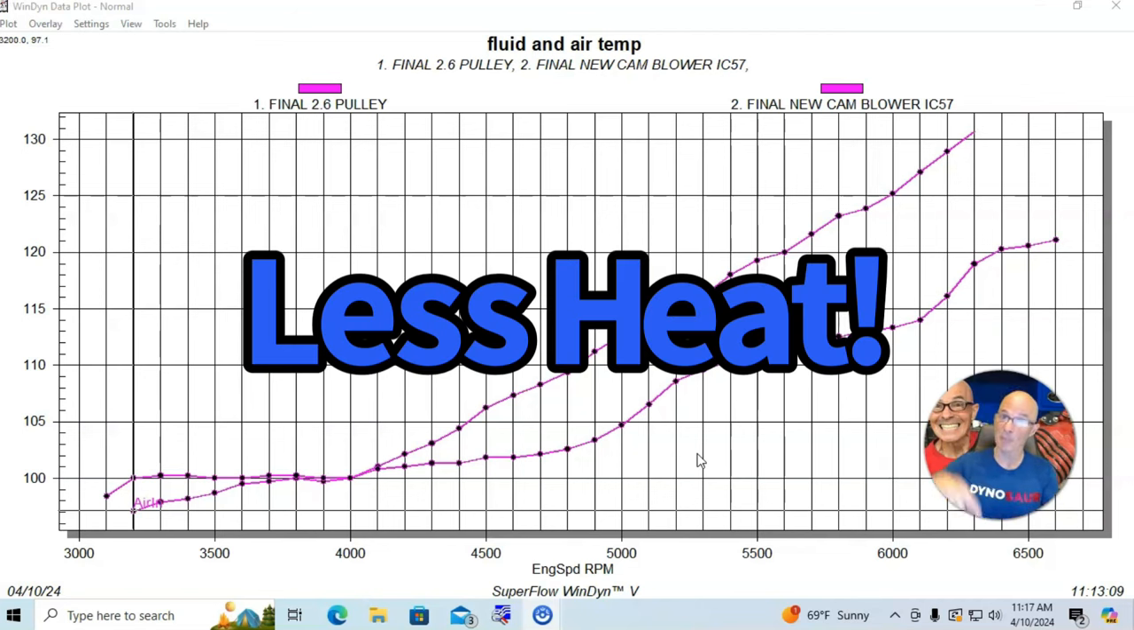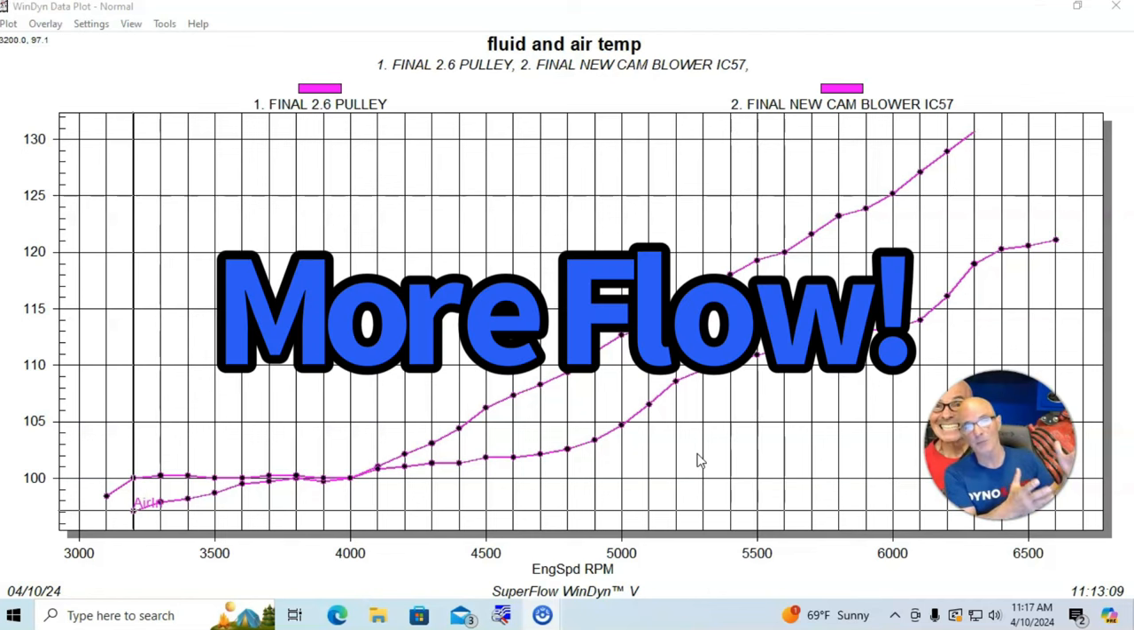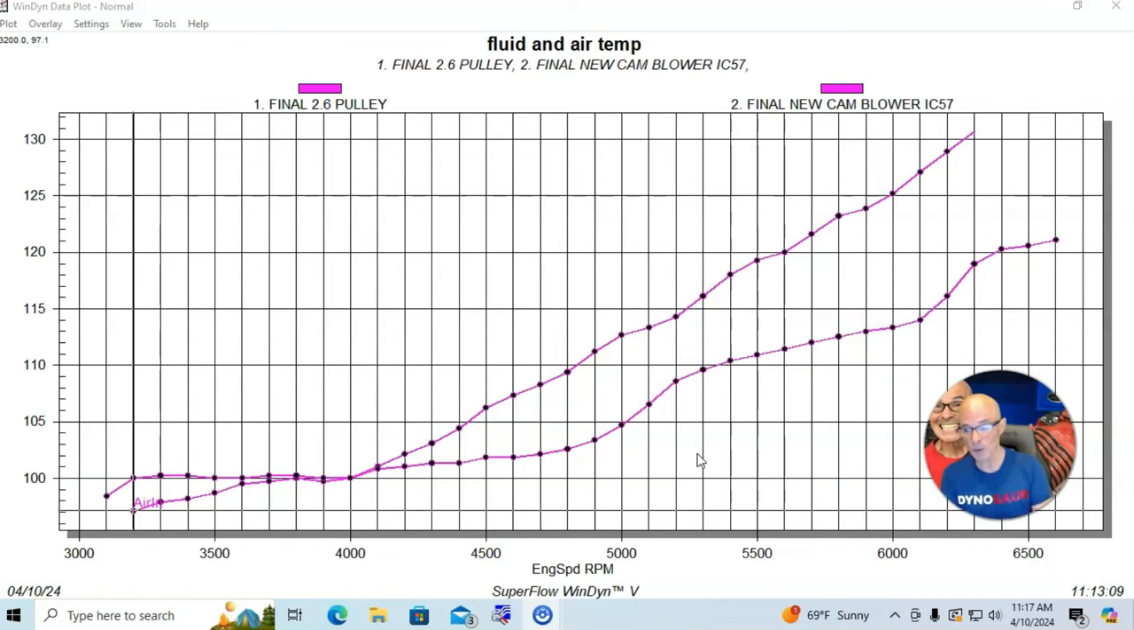The charge temperature comes down, so we have better density and better safety. We don't have to worry about detonation as much. And also the flow rate of the supercharger, as we talked about before, increases when we decrease the boost. That's kind of a win-win. Let's take a look at number three.